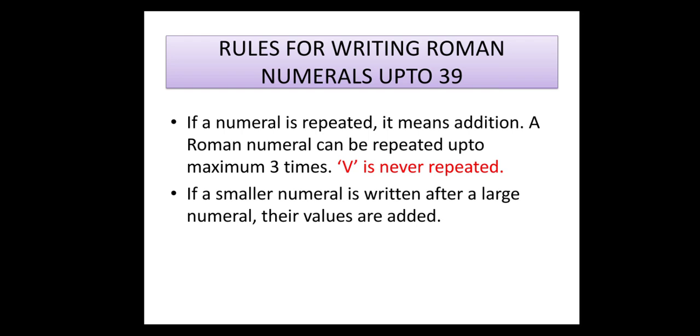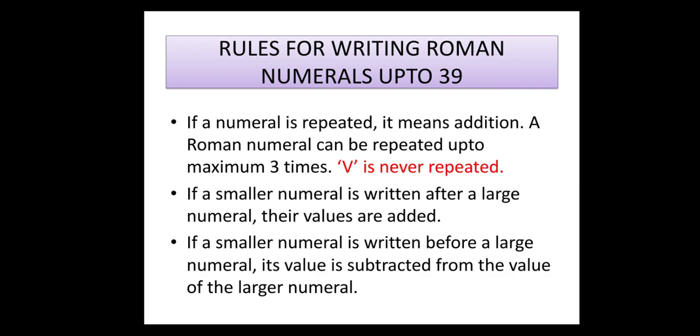Next rule is if a smaller numeral is written after a larger numeral, their values are added. What do you mean by this? For example, if we have to write 6, how will we write 6? 6 will be written like V plus I, that means 5 plus 1. 5 is V and 1 is I. VI. V is the bigger one and I is the smaller one, and the smaller one is written after the bigger one. That's why we are adding 5 plus 1.